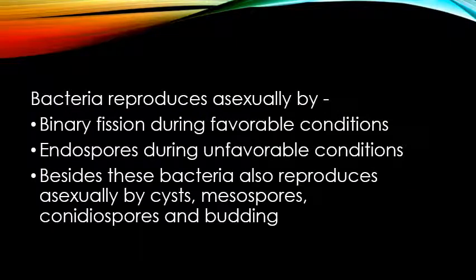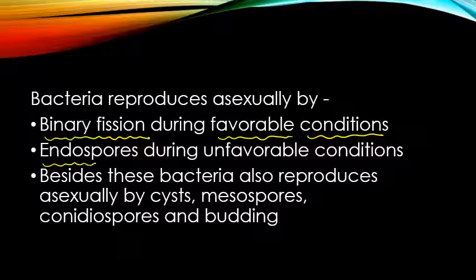Bacteria reproduce asexually by binary fission, and this binary fission takes place during favorable conditions. Favorable conditions means when the bacteria get all the requirements, like the optimum temperature and the pH that bacteria need for their growth. When the bacteria are exposed to those conditions, we call it favorable conditions, right? So binary fission occurs during favorable conditions.